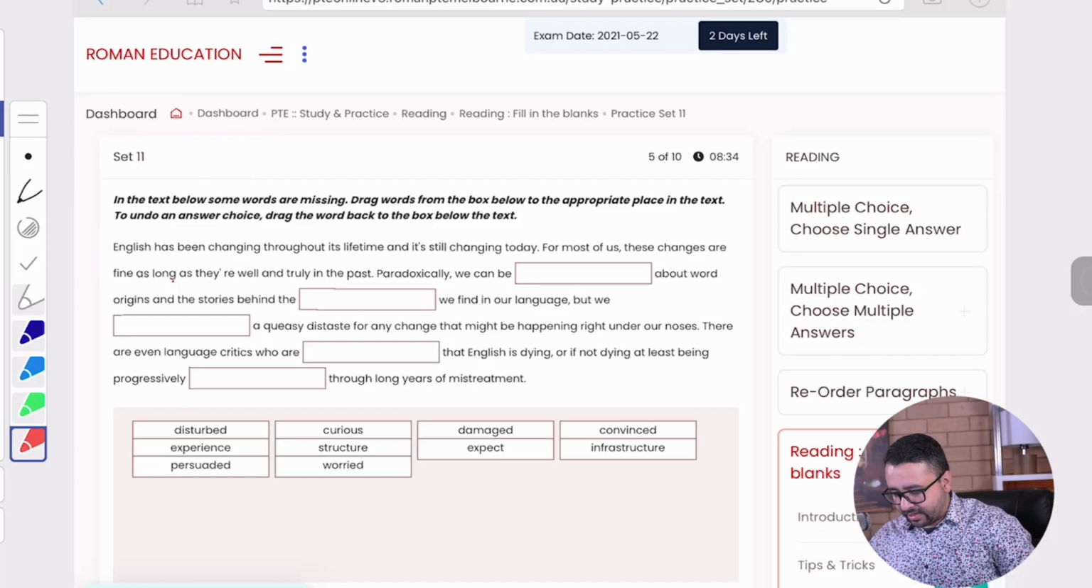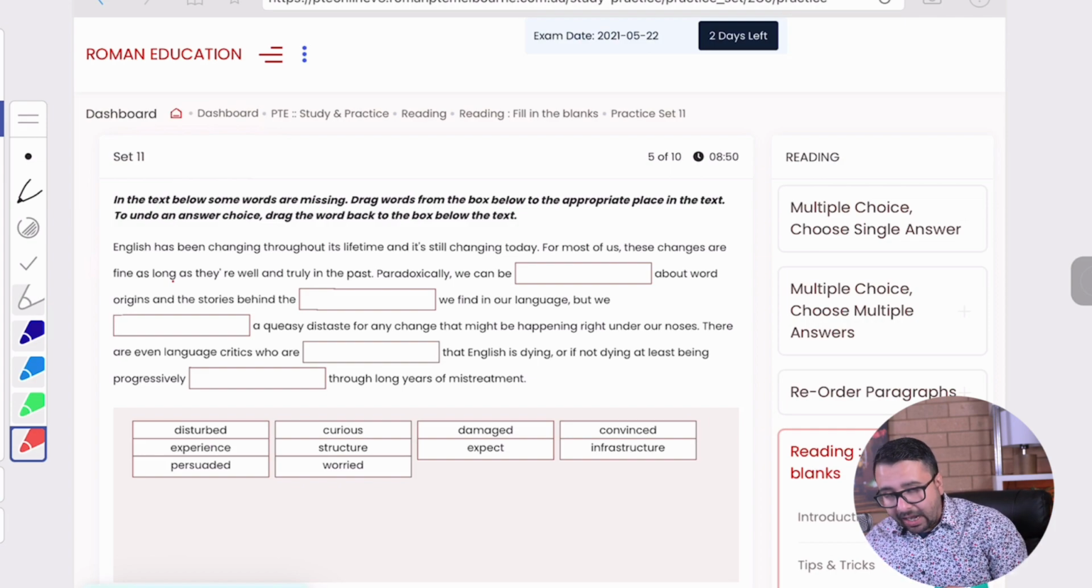All right, let's try to answer this question now. We have 5 different gaps here, and we have 10 options, which means we have double the number of options than required to fill the gaps. Of course, some of them will be used and some of them will not be used.